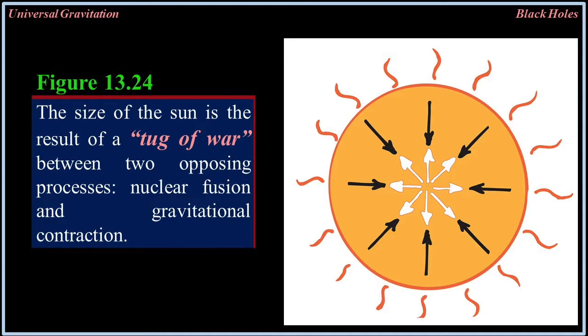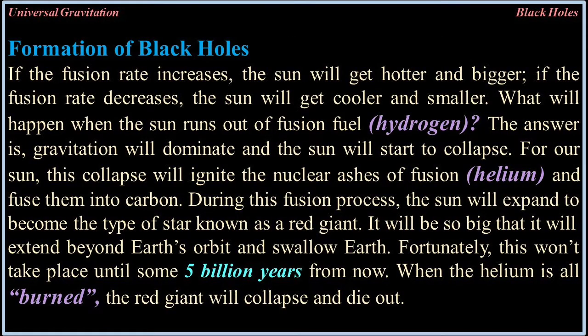When the processes of gravitation and thermonuclear fusion balance each other out, the result is a sun of a given size. Figure 13.24: the size of the sun is the result of a tug of war between two opposing processes, nuclear fusion and gravitational contraction. Formation of black holes. If the fusion rate increases, the sun will get hotter and bigger. If the fusion rate decreases, the sun will get cooler and smaller.